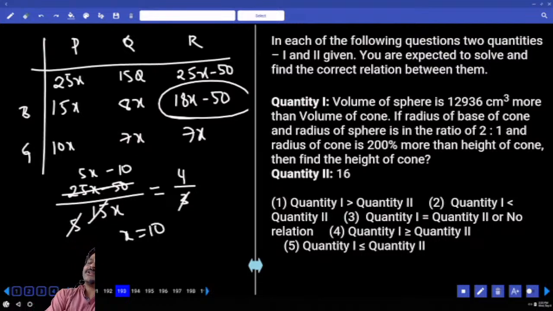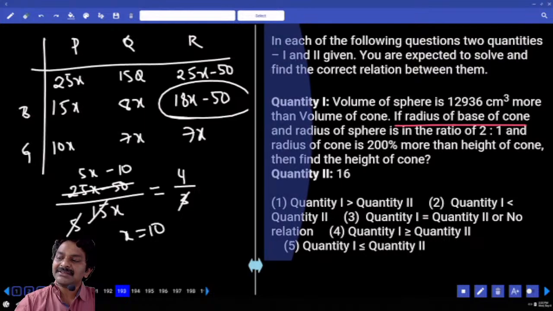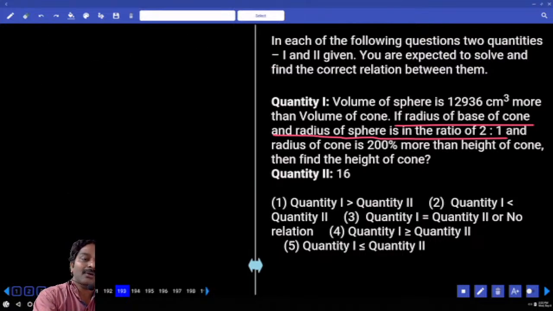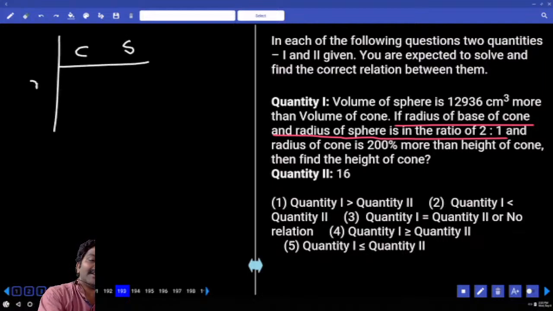The volume of the sphere is 12,936 cubic centimeters more than the volume of the cone. The radius of the base of the cone and the radius of the sphere are in the ratio 2:1. And the radius of the cone is 200% more than the height of the cone. Then find the height of the cone. Right. So now we have a cone and a sphere. They are talking about radius and height.